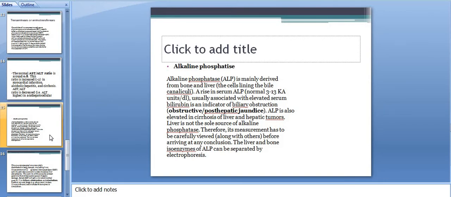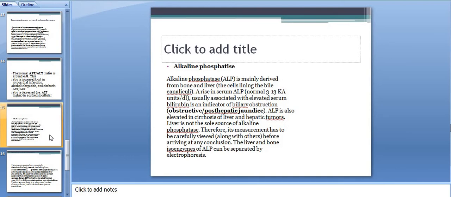And next, coming to alkaline phosphatase. Alkaline phosphatase is mainly derived from bone and liver, that means the cells lining the bile canaliculi. A rise in serum alkaline phosphatase, normally 3 to 13 King-Armstrong units per dl, is usually associated with elevated serum bilirubin, which is an indicator of biliary obstruction.